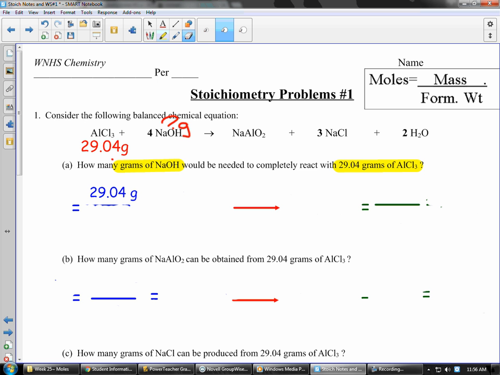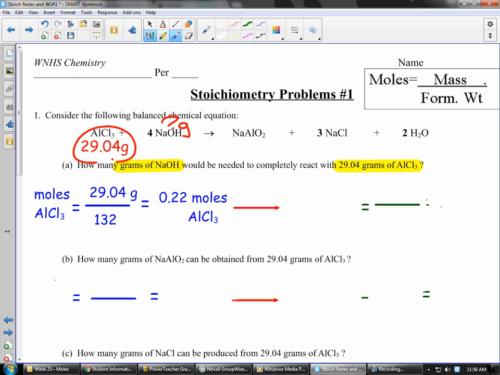So if I want to find moles of AlCl3, which is what I'm given, I'm going to have to divide my mass of AlCl3 by the formula weight of AlCl3, and that happens to be, if you take 35 times 3 plus 27, you get 132. When you do that math in your calculator, you get 0.22 moles of AlCl3. I believe that this is good practice: to label what you have. You have to have the moles, but to label what you're working with will help you in the future.